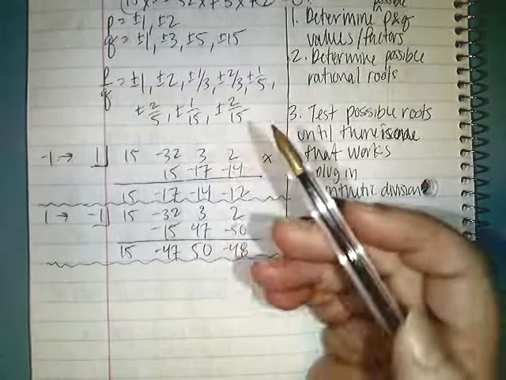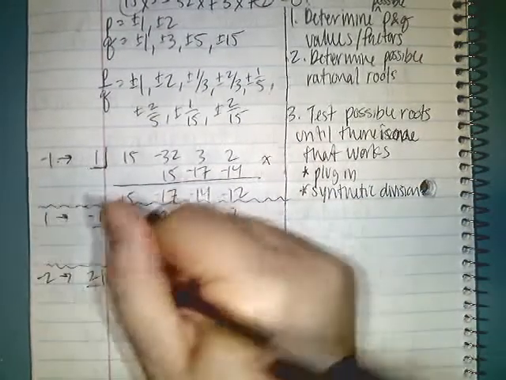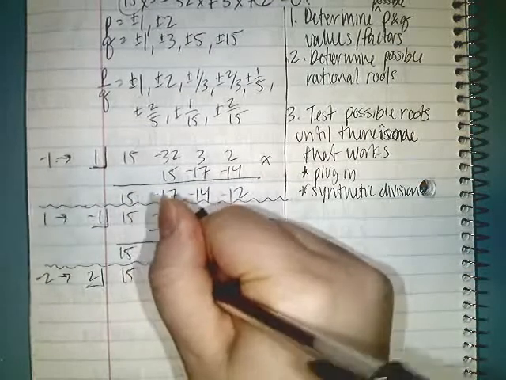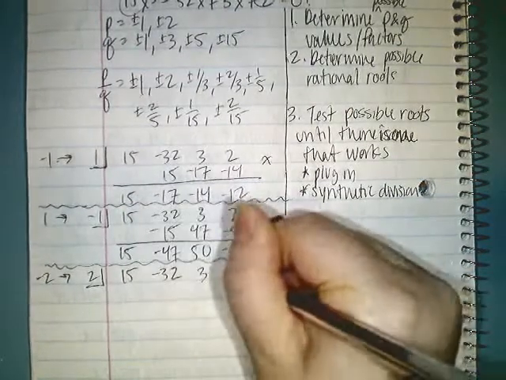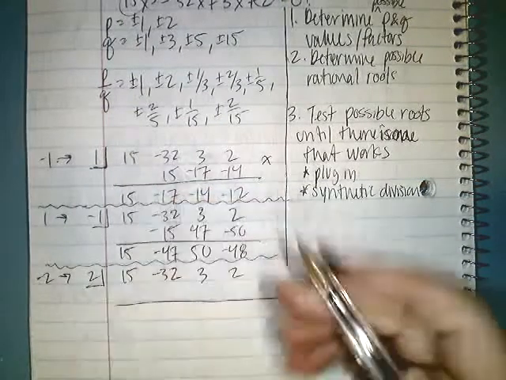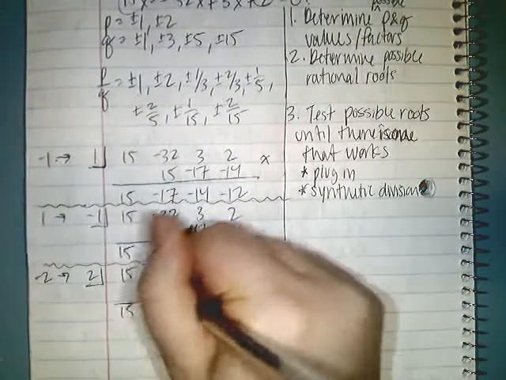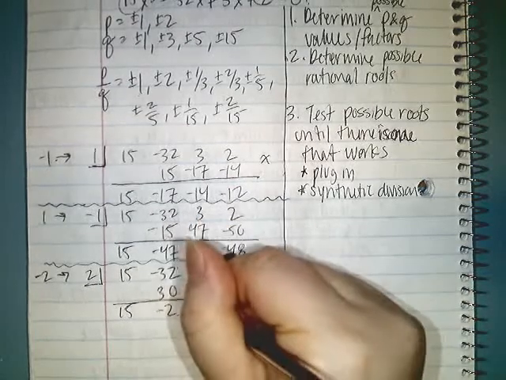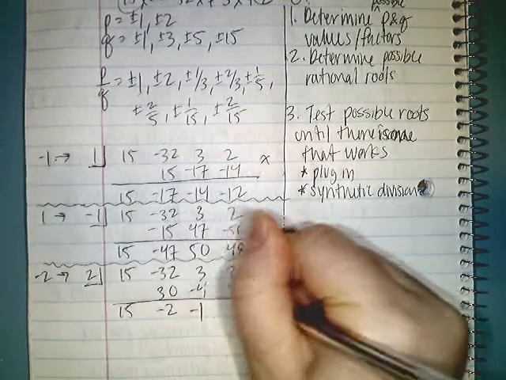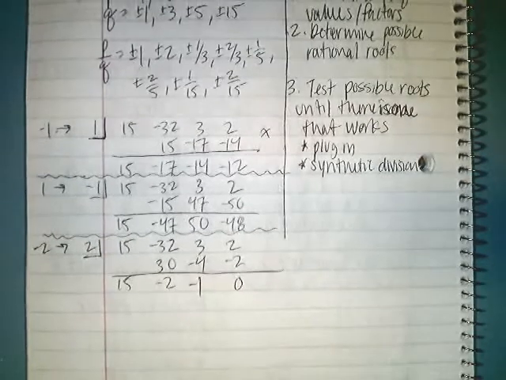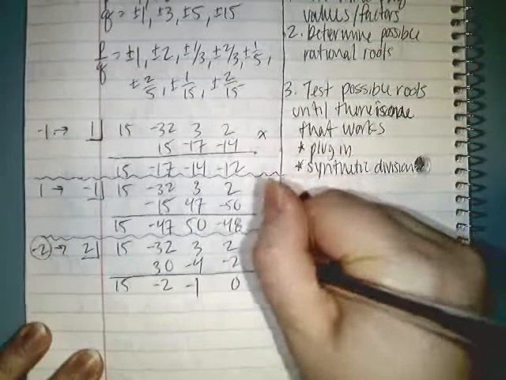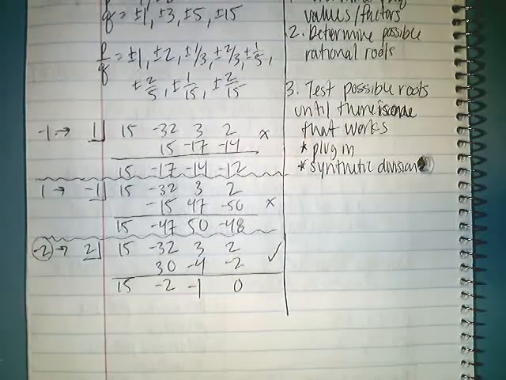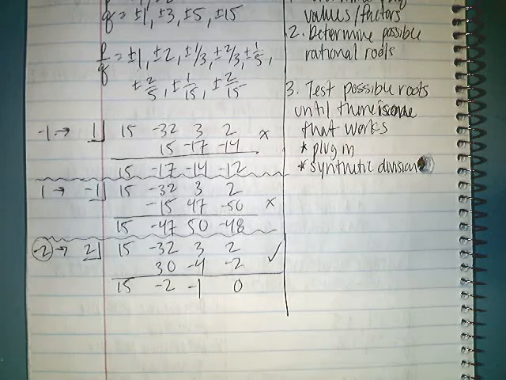So I tried plus or minus 1. Now I'm going to try -2. So I'll have 15, -32, 3, 2. Same coefficients every time. 30, -2. This would be -4, -1, -2. And look at that, we have one that works. So -2, this one didn't work. This one indeed does work. So I found one of my factors.